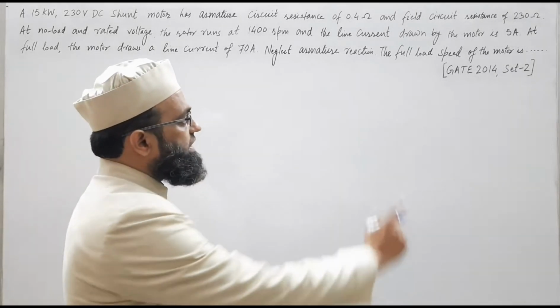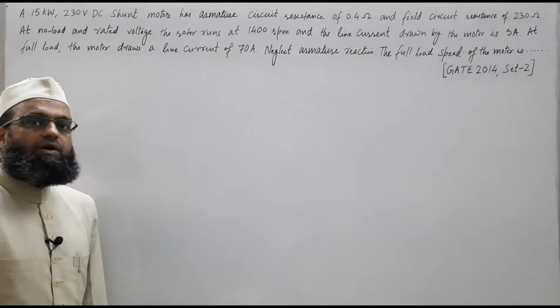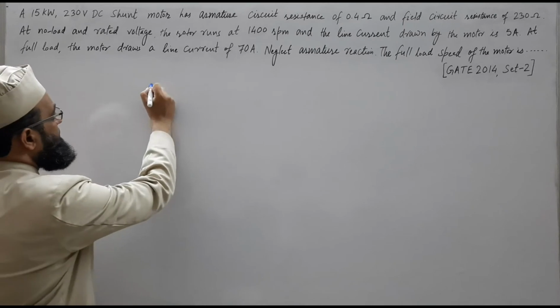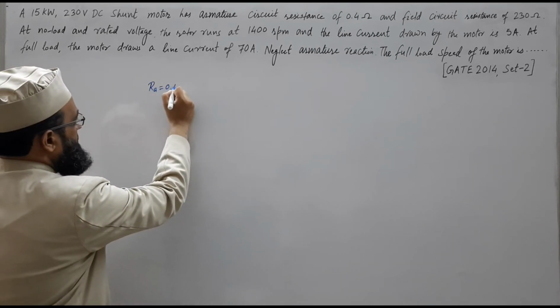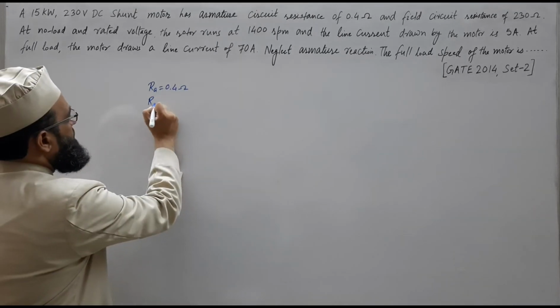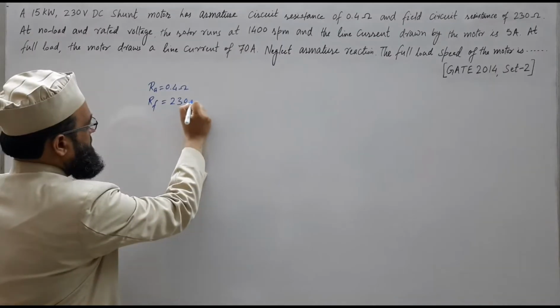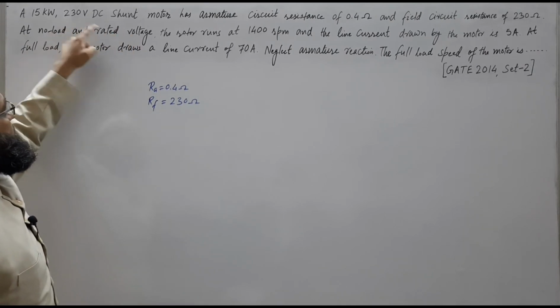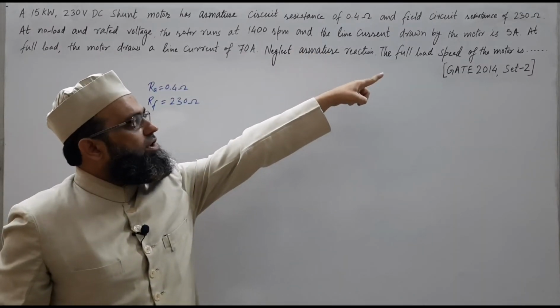A similar problem was asked in GATE 2014, set 2. It states that a 15 kilowatt, 230 volt DC shunt motor has armature circuit resistance of 0.4 ohm and field circuit resistance of 230 ohm. At no load and rated voltage, 230 volt, the rotor runs at 1400 rpm and the line current drawn by the motor is 5 ampere.